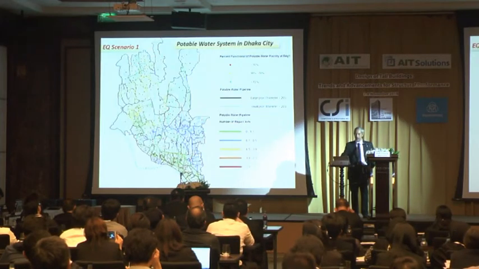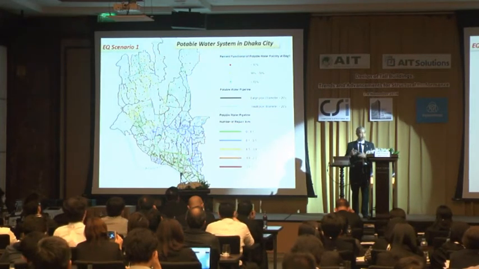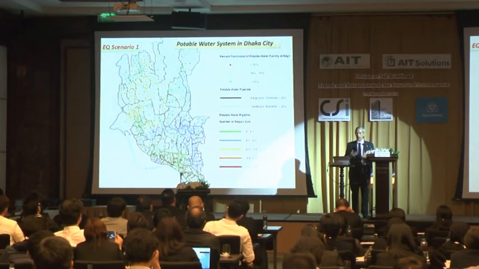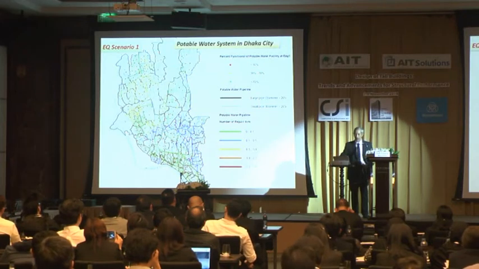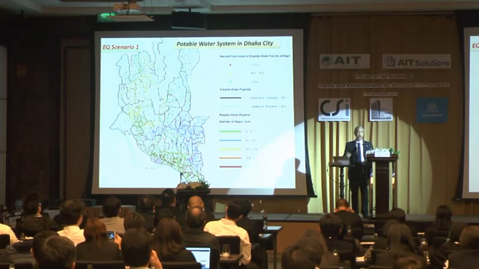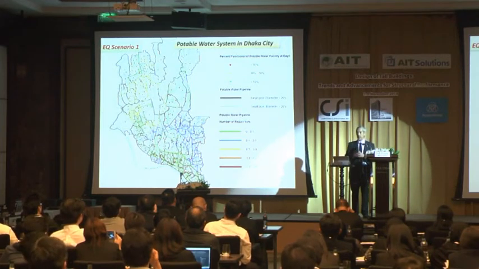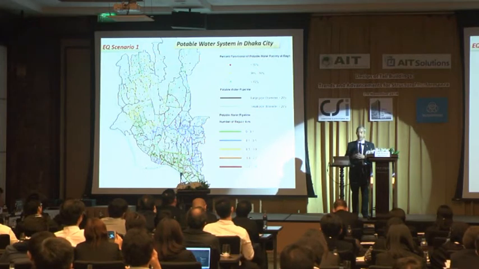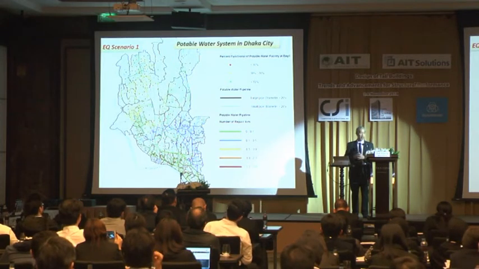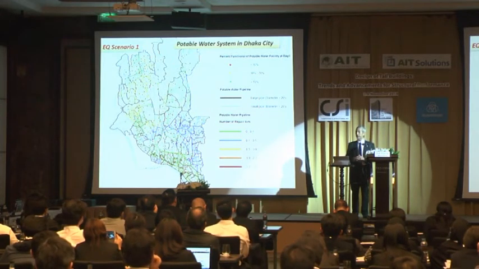Okay? We can calculate the impact to lifeline, like this one is an example, the potable water system in Dhaka city. Some area, the pipeline will be broken more than others because some area in Dhaka, the soil can be liquefied, turned into liquid, easier than other areas. So this is used in the modeling of the city.